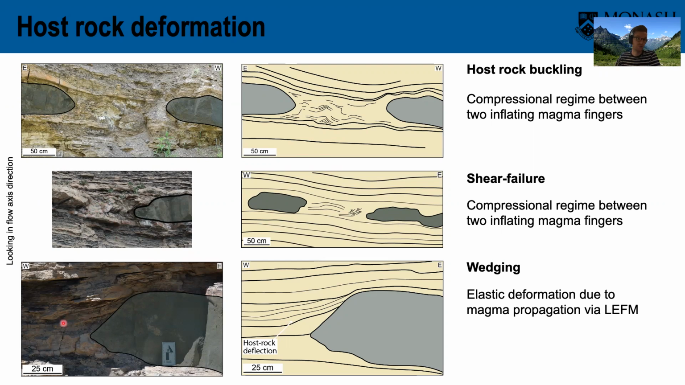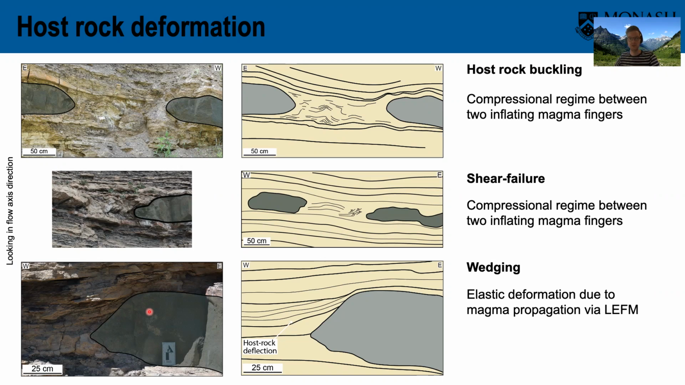We also observed wedging, so the host rock deflection at the sides of an intrusion, which indicates magma propagation through a linear elastic fracture. And it is important to note that all these deformation mechanisms, including the host rock fluidization, are observed in the same outcrop at a meter scale, and in some cases even associated with a single finger.